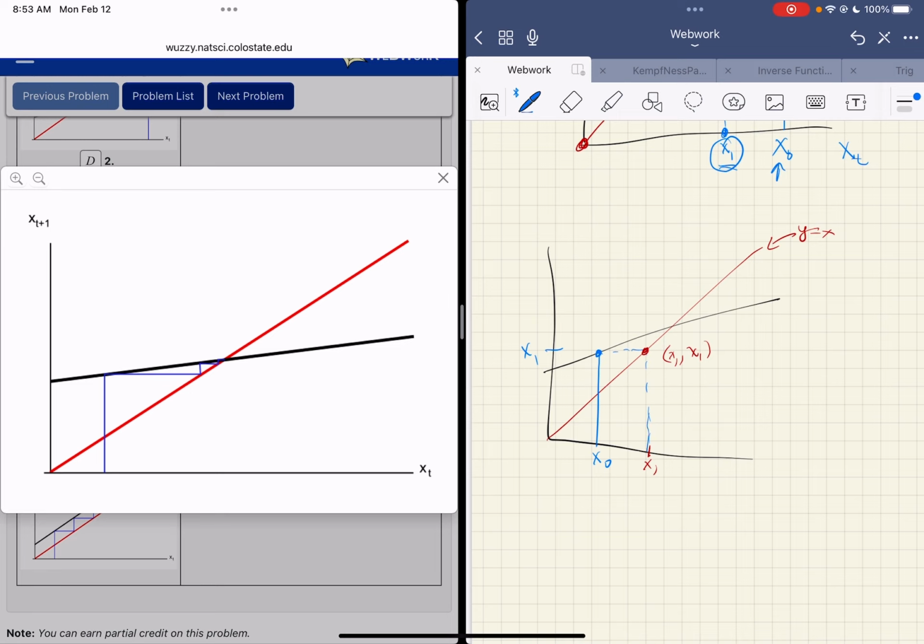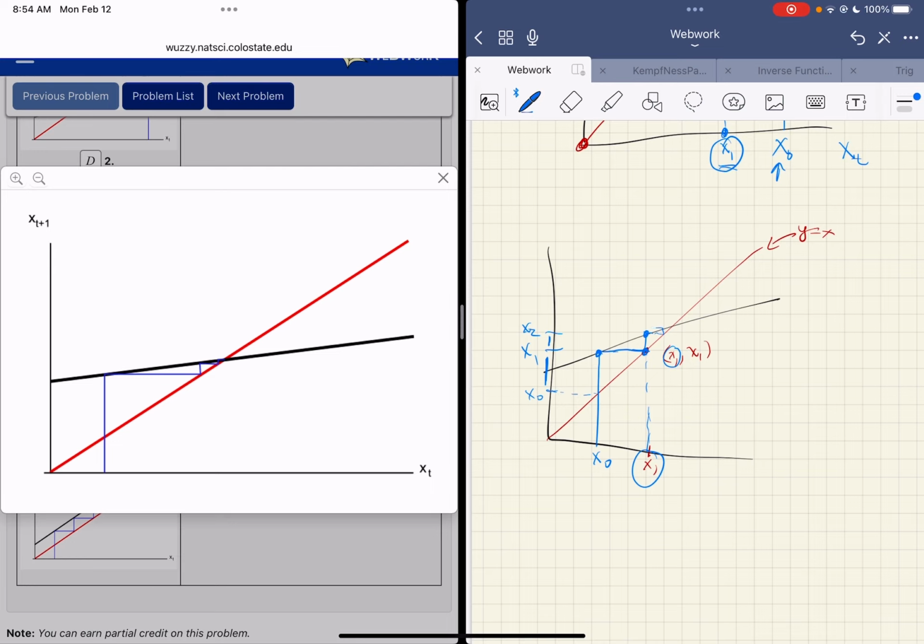But okay, so we can avoid finding it on the x-axis by doing the cobweb trick. I hit this point, and now I know this is x1. I go up, and I hit my updating function, and so this is x2. And I can also say this was x0. Notice the jump from x0 to x1 versus the jump from x1 to x2. That's not the same size. This is not a constant jump.